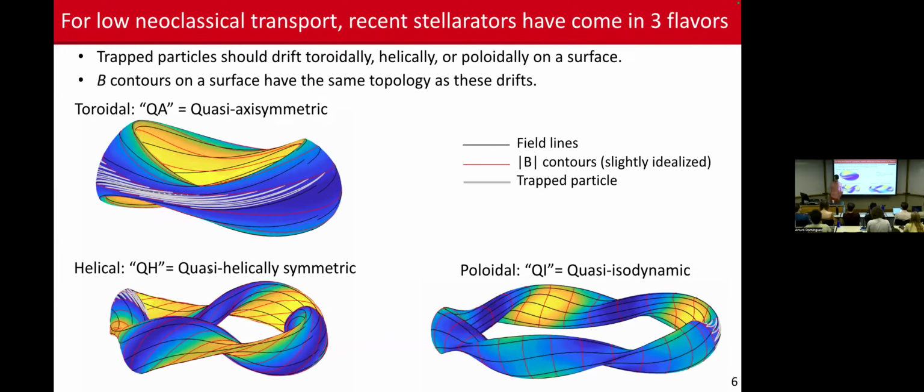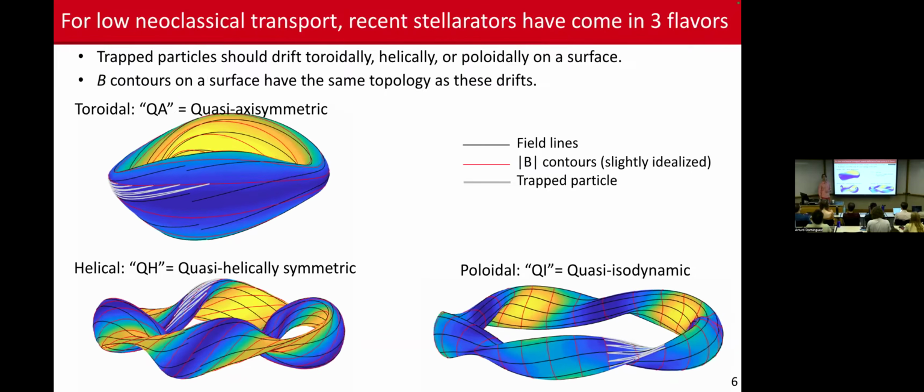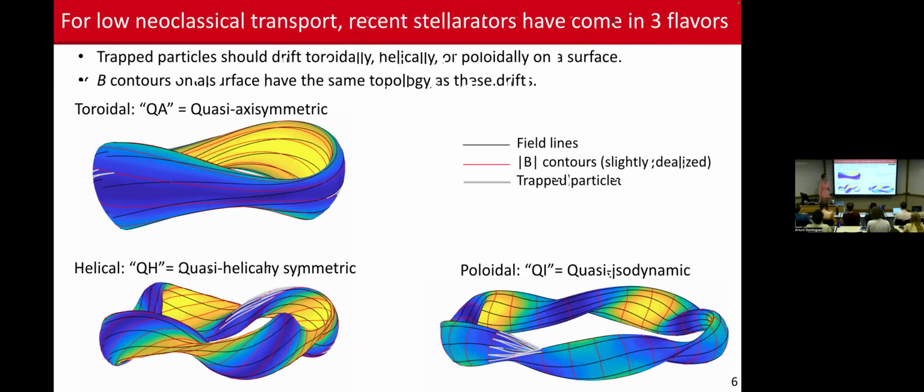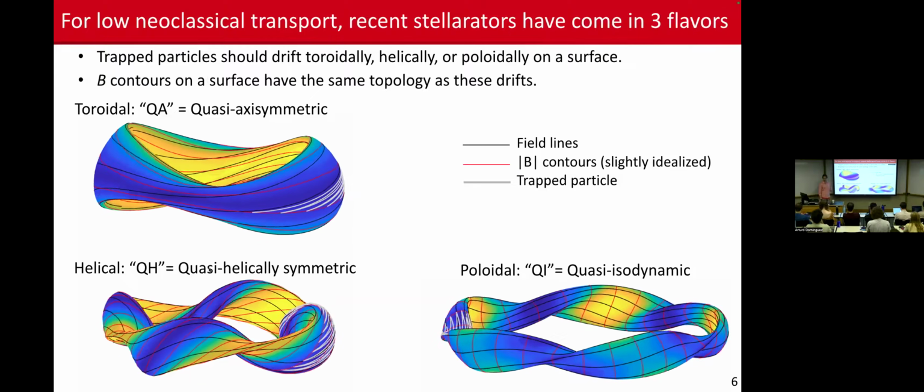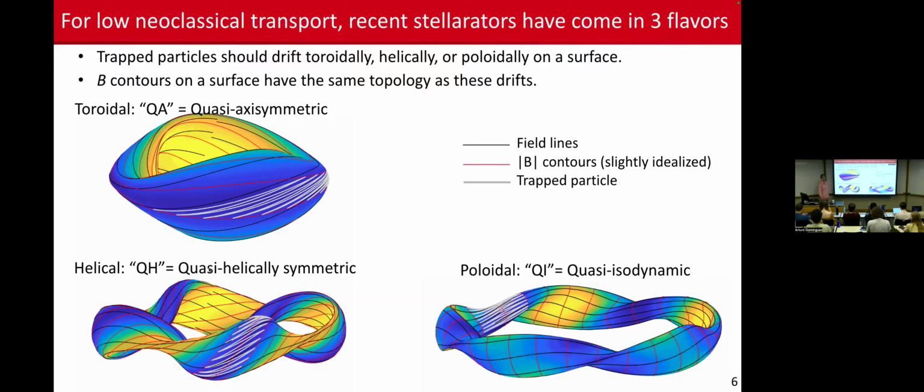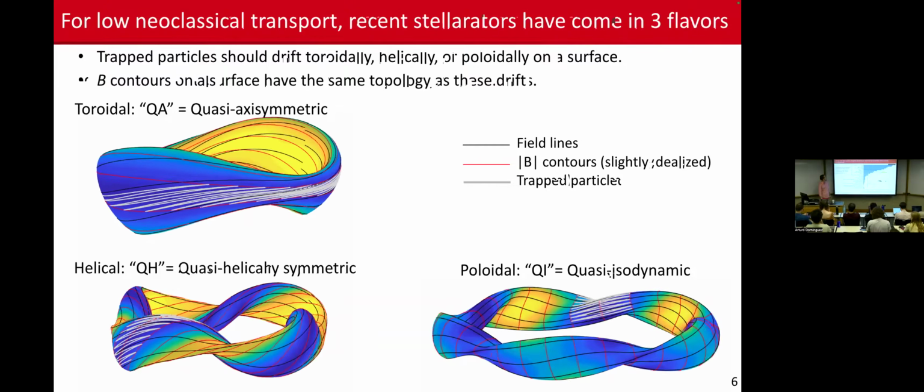So you should have talked yesterday about why these are important for stellarators. They guarantee certain confinement properties. So this is really important to target when you're designing a stellarator in the optimization.